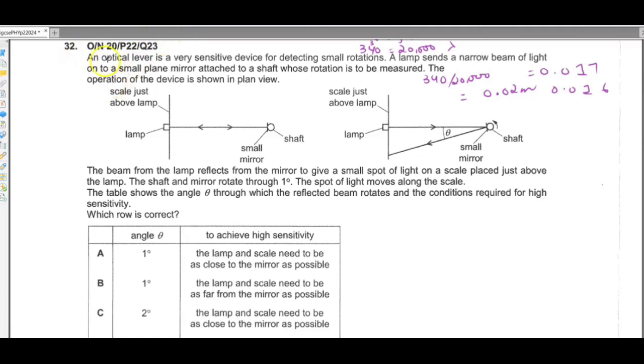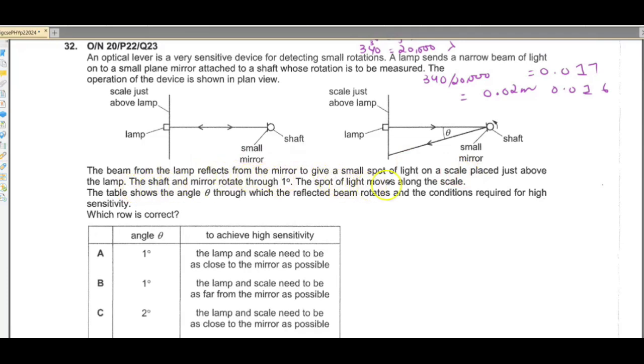Question number 32. An optical lever is a very small sensitive device for detecting small rotations. A lamp sends a narrow beam of light to a small plane mirror attached to a shaft whose rotation is to be measured. The operation of the device is shown in plan view. The beam from the lamp reflects from the mirror to give a small spot of light on a scale placed just above the lamp. The shaft and mirror rotate 1 degree.